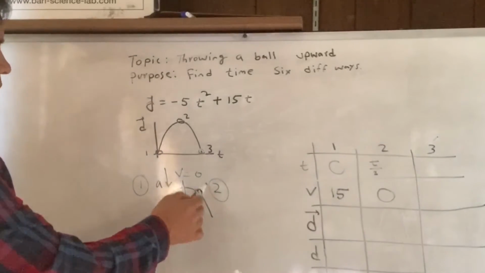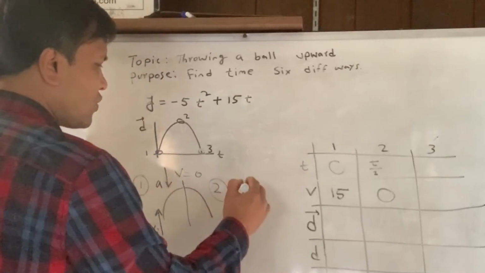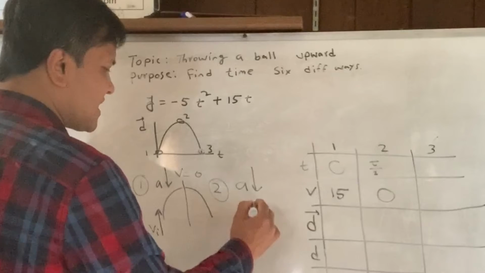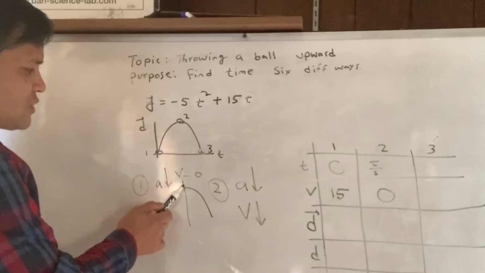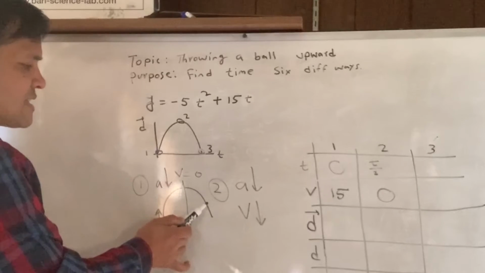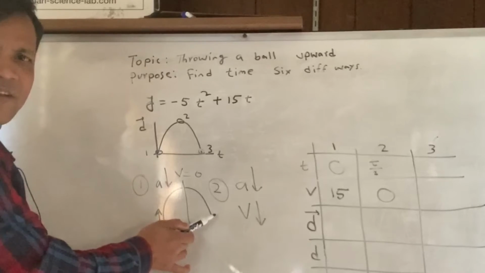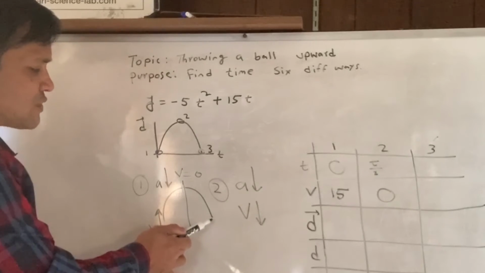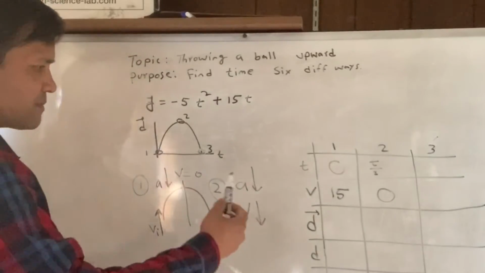Now let's see the other side of the parabola. The acceleration always downward arrow, but the velocity in this case also downward. So velocity increases from 0 to -1 to -2 to -3 to -4 to -5 to -6 to -7 to -8 to -9 to -10 to -11 to -12 to -13 to -14 and finally -15.